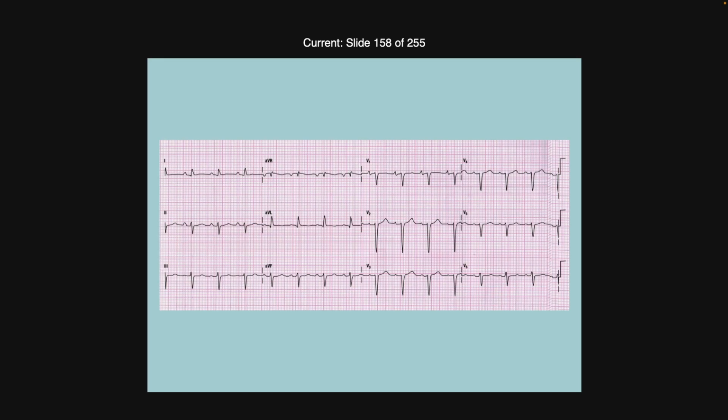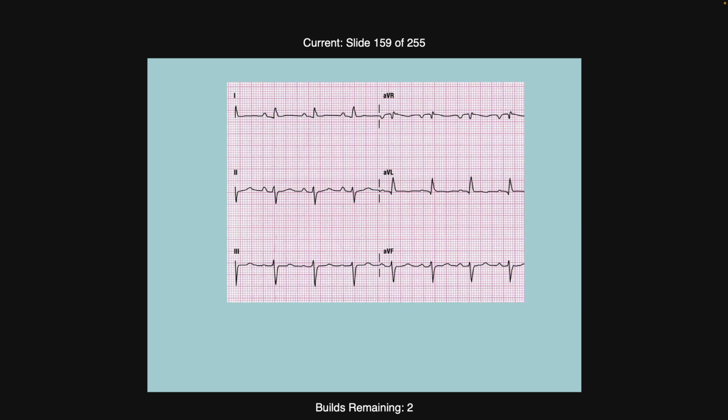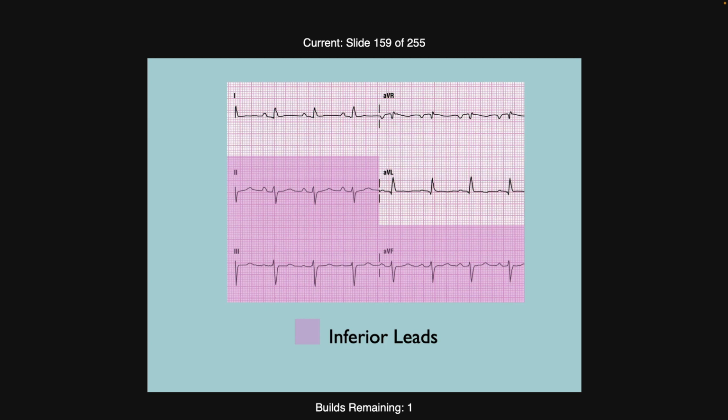Okay? So let's look at the limb leads and talk about what the contiguous leads are. So just the limb leads, just the left side, these are considered contiguous leads. Because remember what we're going to learn next week. What's the definition of a STEMI? How do we find a STEMI?